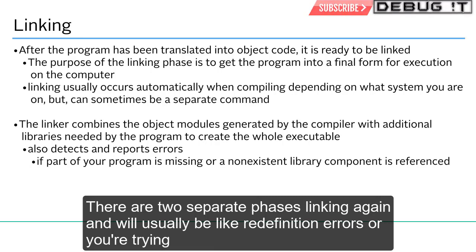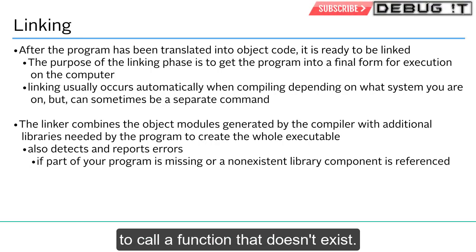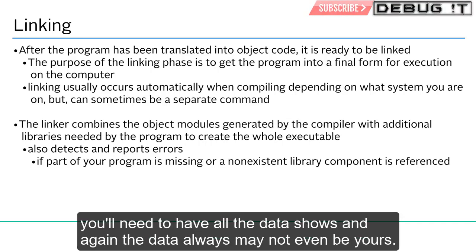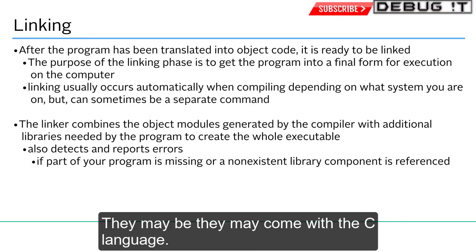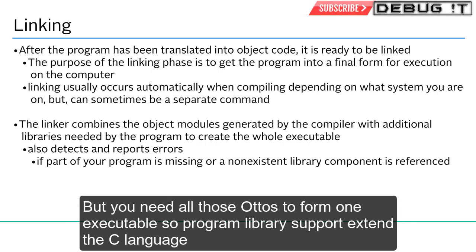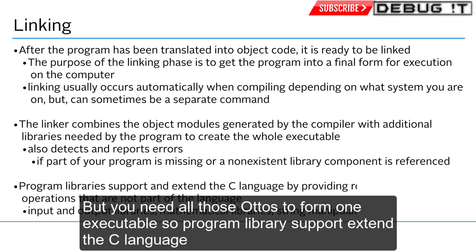They're two separate phases. Linking errors will usually be things like redefinition errors, or you're trying to call a function that doesn't exist. So if you don't have that .o file to make up the entire program, you're going to have a linking error. And you'll need to have all the .o's. And again, the .o's may not even be yours. They may come with the C language. They may be part of the standard library, or they may come with another program that somebody else wrote, but you need all those .o's to form one executable.